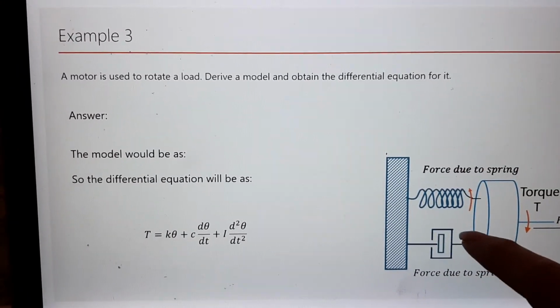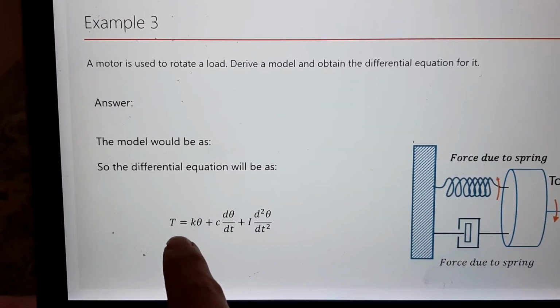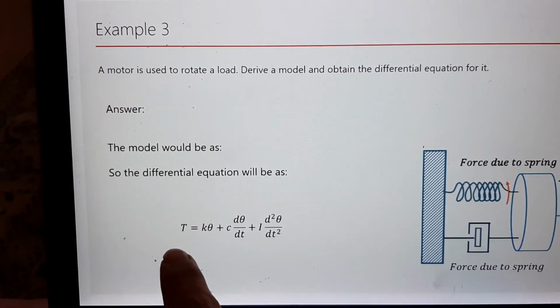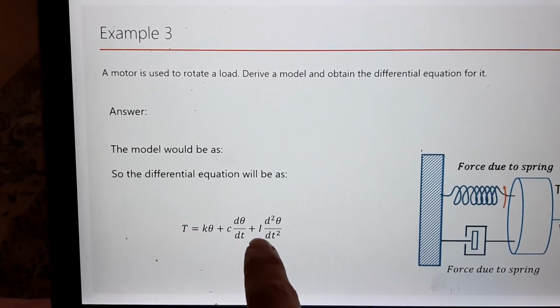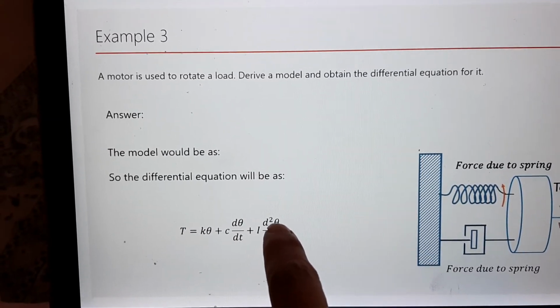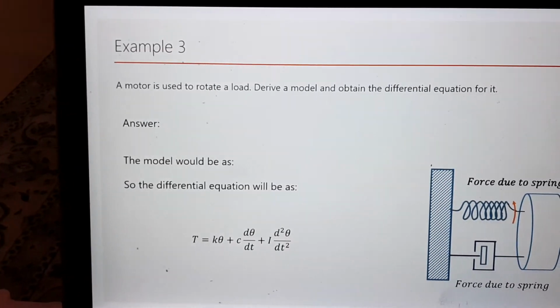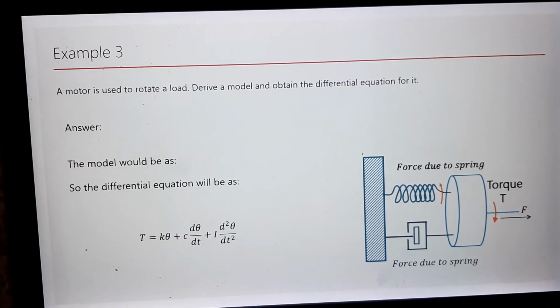So in this case, when we have only rotation involved, we can refer to this differential equation. We have T equal to k theta plus c times the derivative of theta over t, plus inertia times the second derivative of theta over time. That would be the answer for this example.